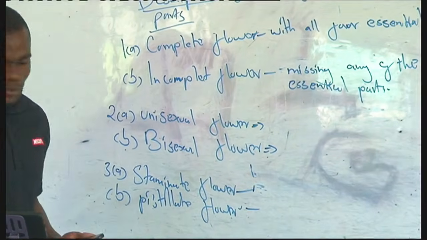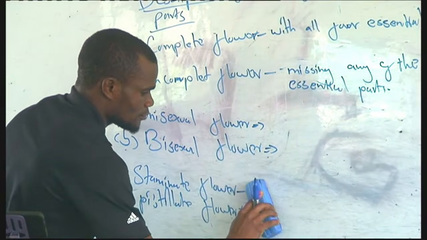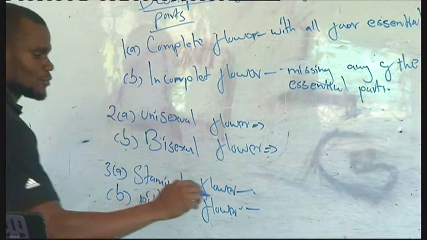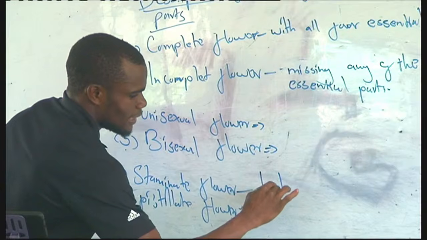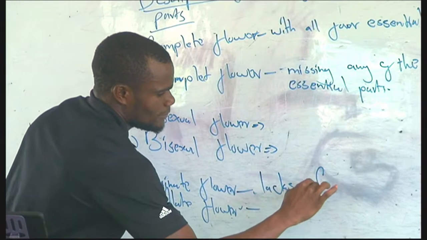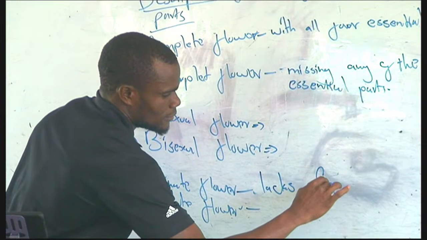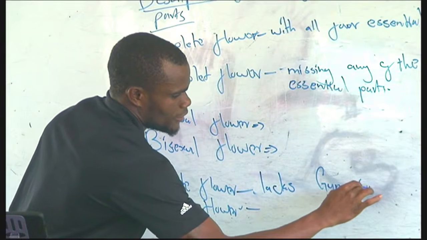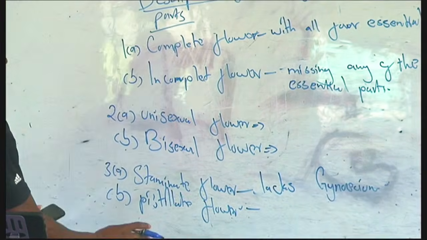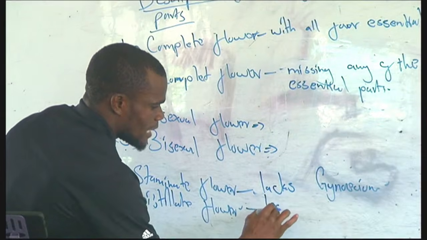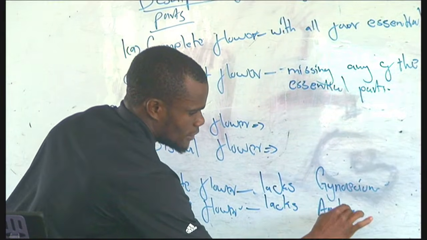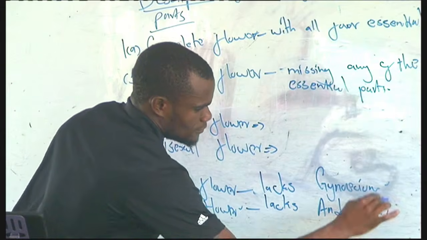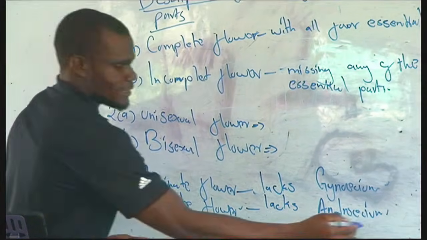Staminate flower lacks gynoecium, while pistillate flower is that kind of flower that lacks androecium.